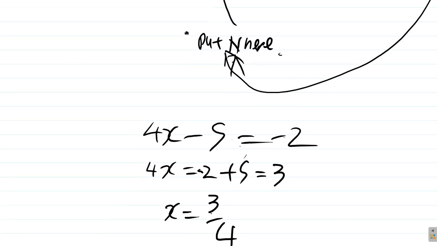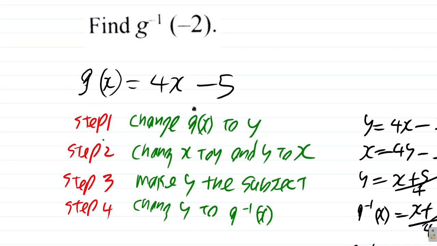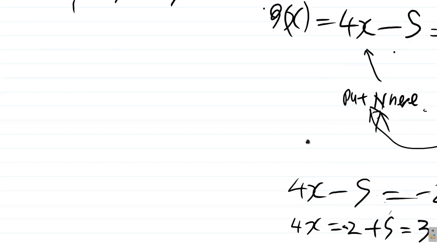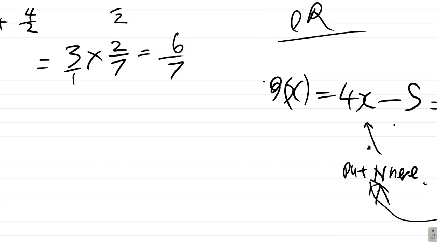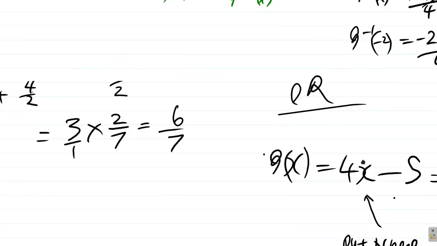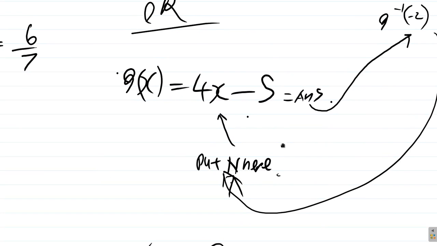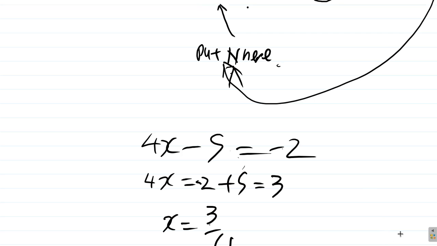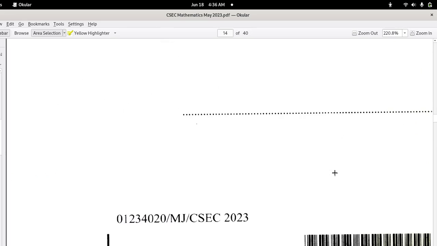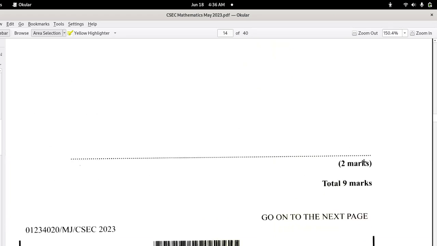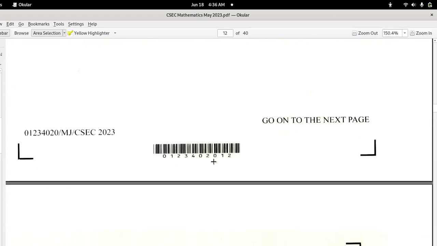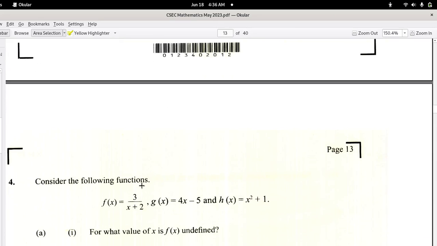So it's somewhat like a shortcut. Instead of going through the process of finding g inverse of x and then replacing x with negative 2, you say g of the number you're going to put in the inverse. So make g of x equal that number, alright? And then you work it out. So, yeah, that is it for this question. Which question is it again? Question 4. We'll look at question 5 next time.